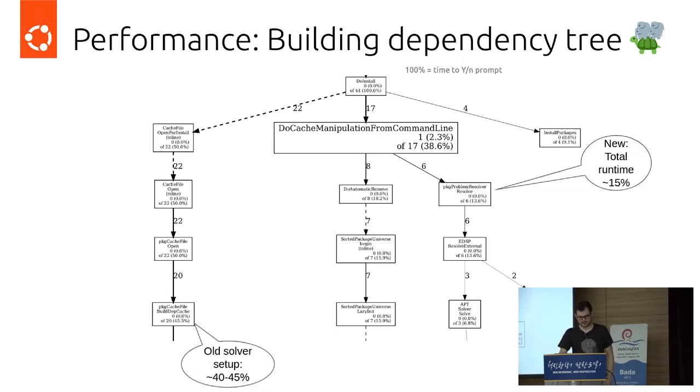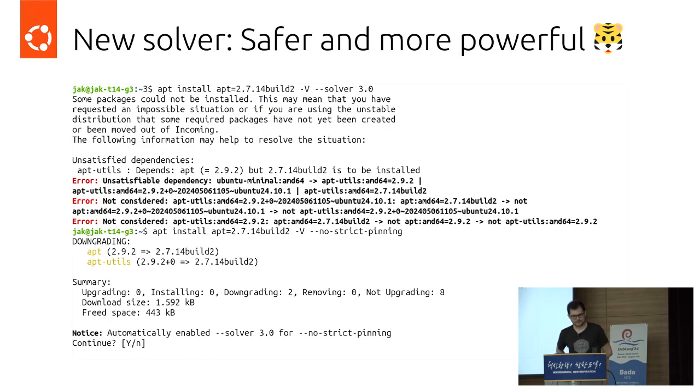Which will be nice. And yeah, getting back to the example, what we can see now with the new solver, if we run it, is that by default, it will actually deny the downgrade request because it introduces a new policy to keep manually installed packages installed. So in this case, Ubuntu Minimal was a manually installed package, and we can see that if we were to downgrade apt, we would need to remove apt-utils.